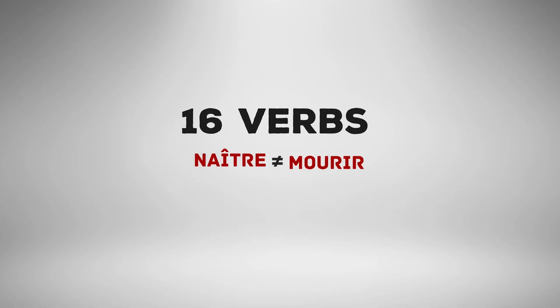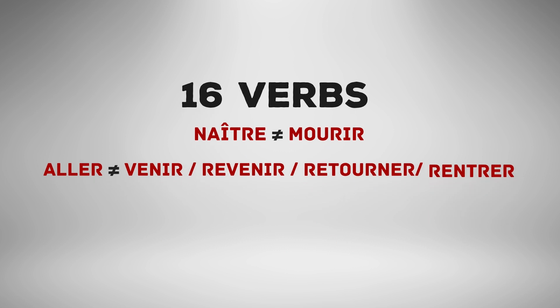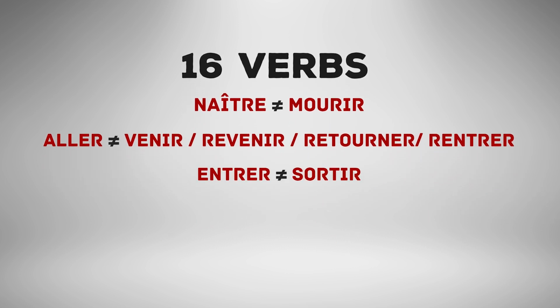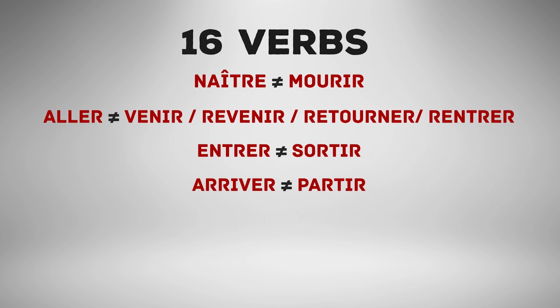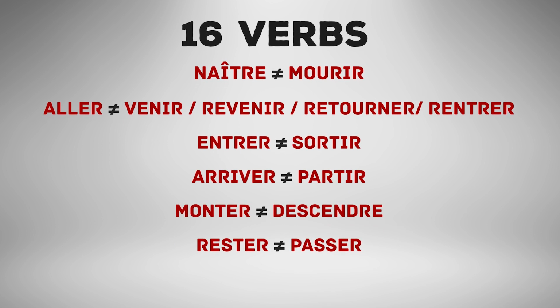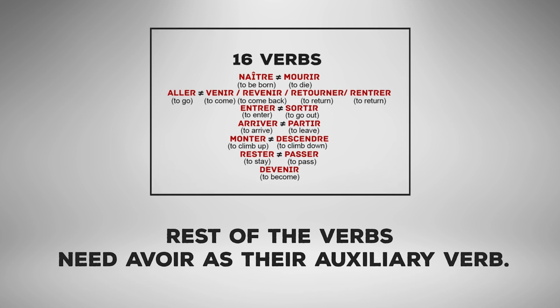There are 16 verbs that need verb être as their auxiliary verb to form passé composé. Naître, mourir. Aller, revenir, retourner, rentrer. Entrer, sortir. Arriver, partir. Monter, descendre. Rester, passer. Devenir. And the rest of the verbs need avoir as their auxiliary verb.